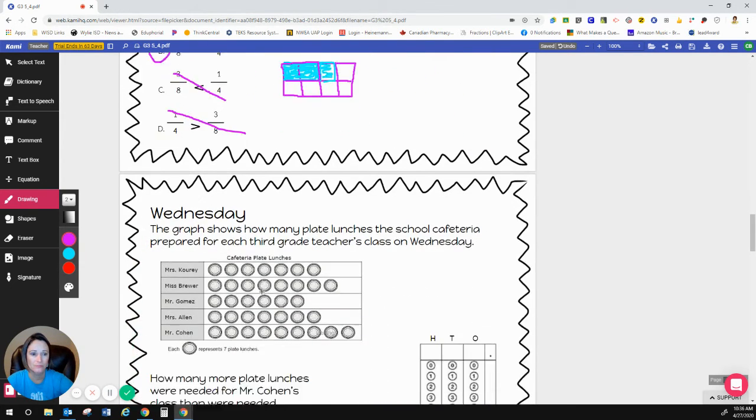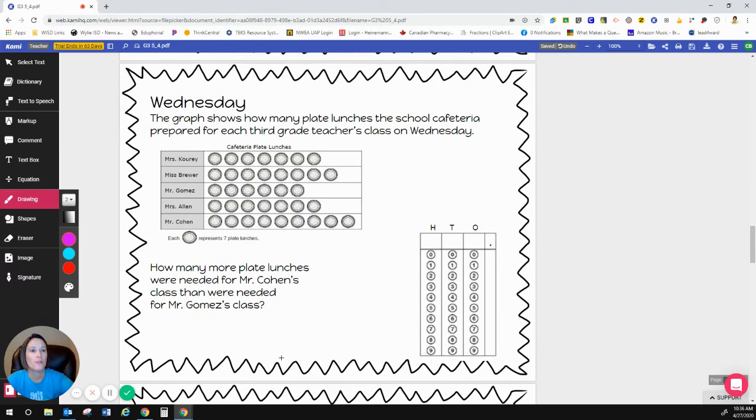Okay? All right, let's look at our graph for today. It shows how many plate lunches the school cafeteria prepared for each third grade teacher's class on Wednesday. So it looks like we've got a few teachers here, and I need to look for my key. Anytime we've got a graph, I want to look for that key. And this key tells me that every plate, so these circles right here are plates, every plate represents 7.